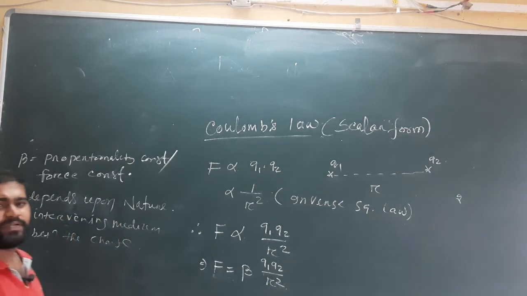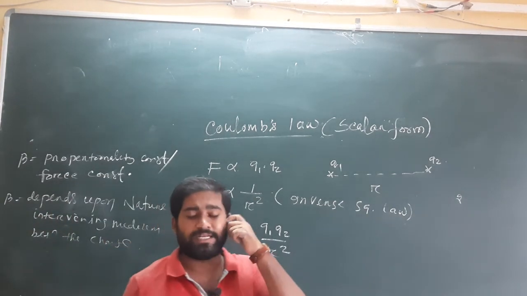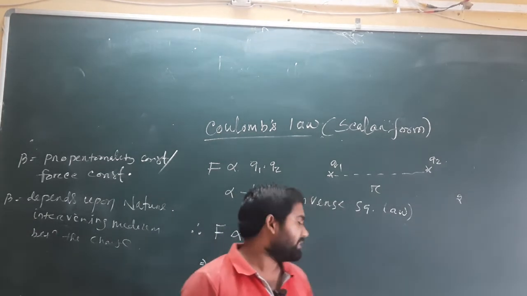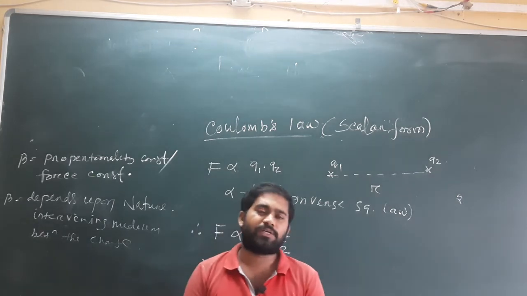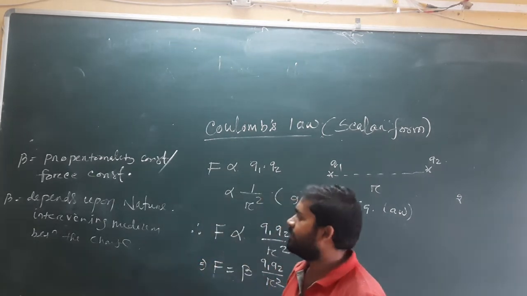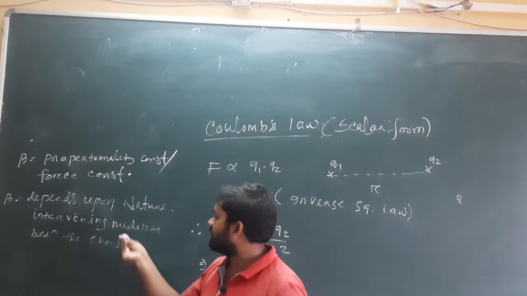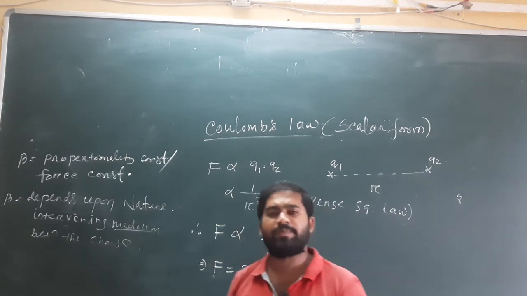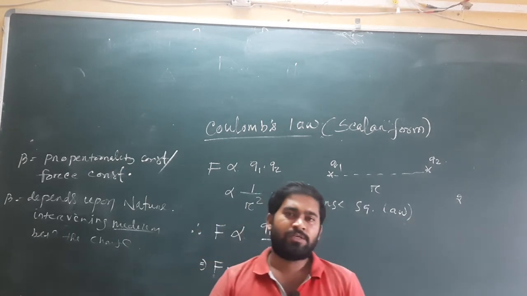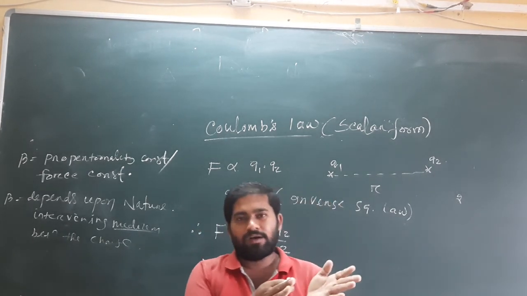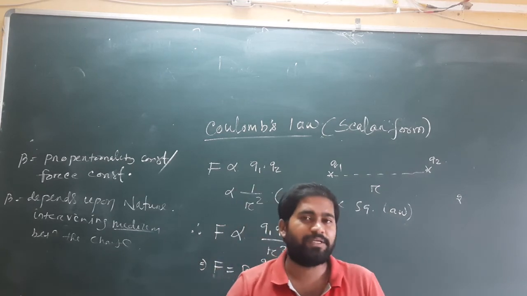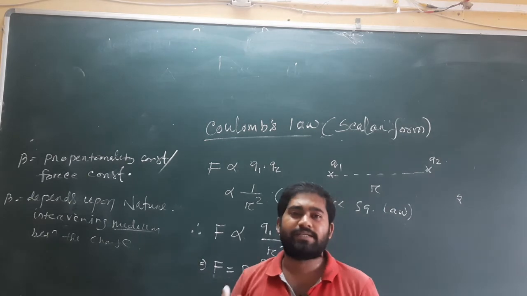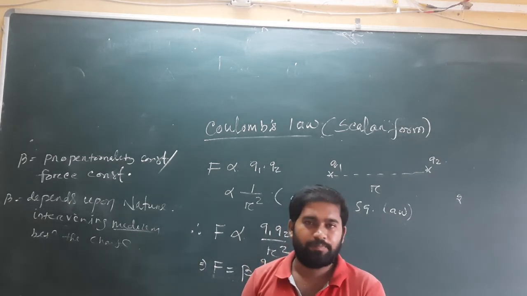Okay. So beta depends upon the nature of the intervening medium between the two charges. Beta we take as a proportionality constant, or simply the force constant, but the value of beta depends upon the medium between the two charges. That means the value of beta varies when we change the medium. So now let us look at what value beta takes when we change the different mediums.